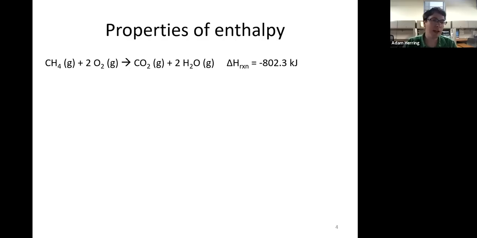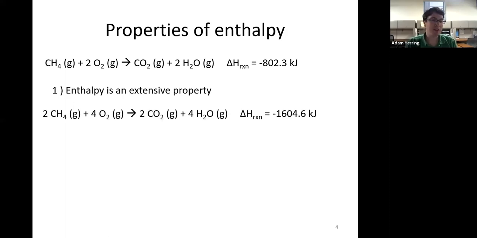So let's say that we're doing a combustion reaction with methane to produce carbon dioxide and water. The enthalpy of reaction is negative 802.3 kilojoules. What this means is that if we were to have 1 mole of methane reacting with 2 moles of oxygen, it would produce 1 mole of carbon dioxide, 2 moles of water, as well as 802.3 kilojoules of energy. To illustrate how enthalpy is an extensive property, if we were to double the amount of reactants, we would double the amount of products, including our enthalpy.